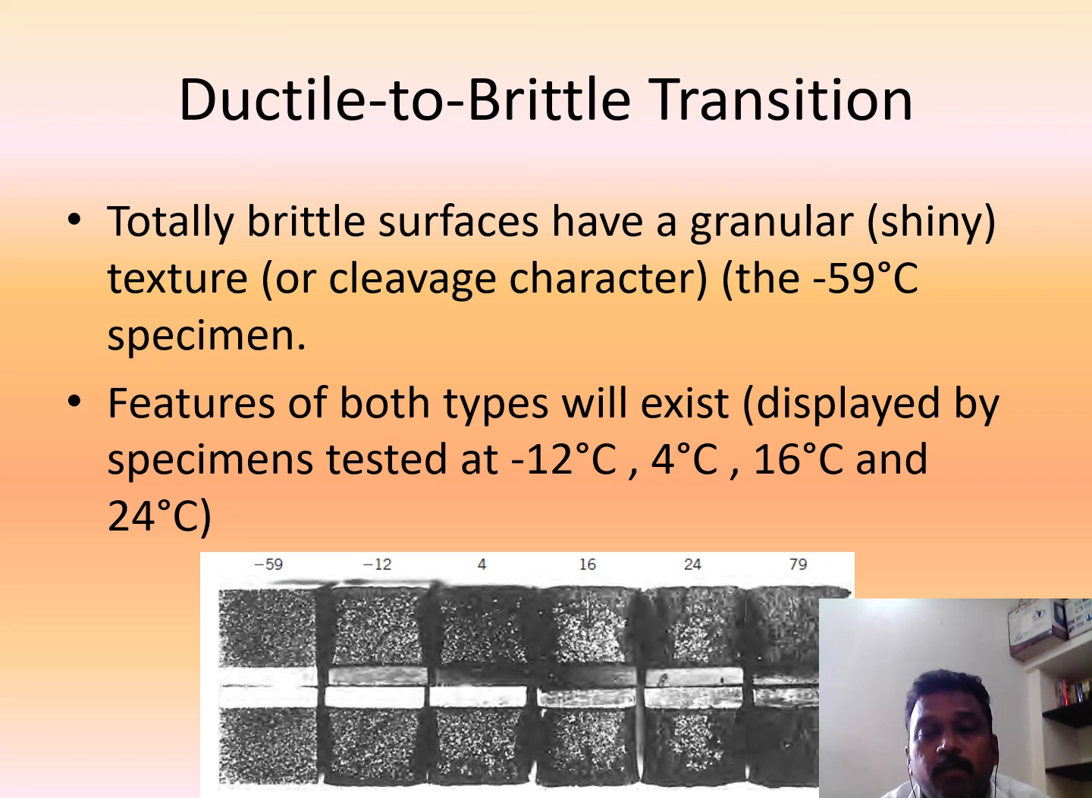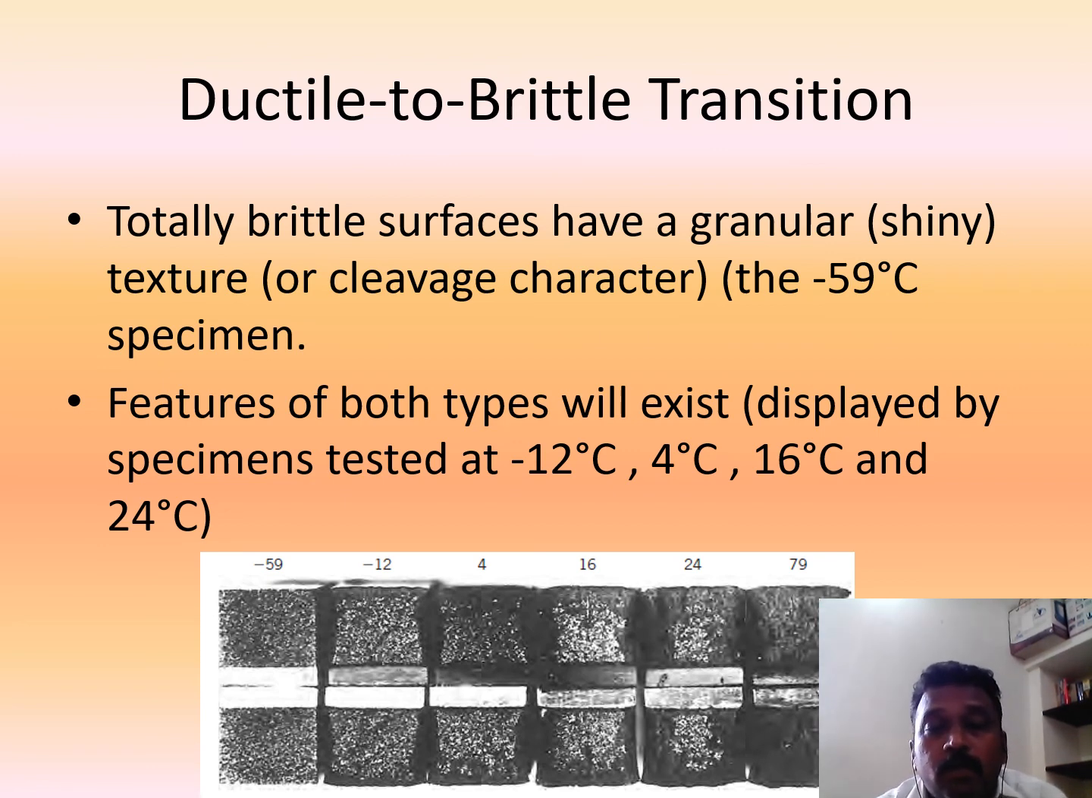So at minus 12, 4, and then 16, you can see a mixture of those two failure mechanisms. This is how the ductile to brittle transition occurs. At 79 degrees, the fracture is ductile in nature, whereas at minus 59, the fracture is brittle in nature. That is called the ductile to brittle transition temperature.